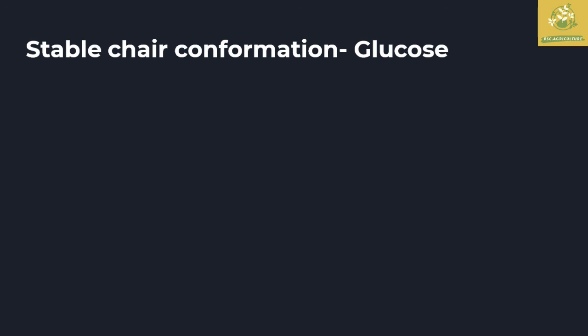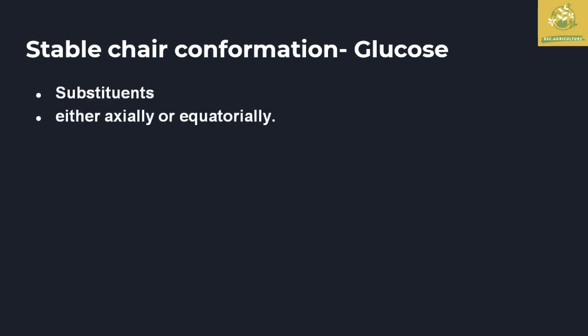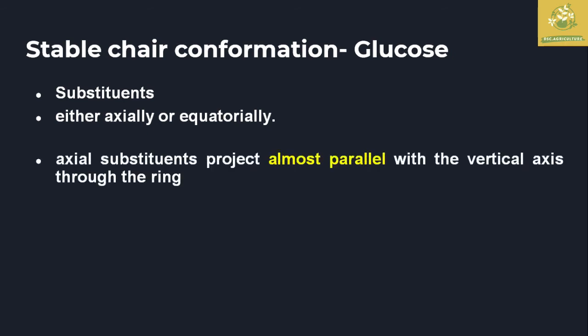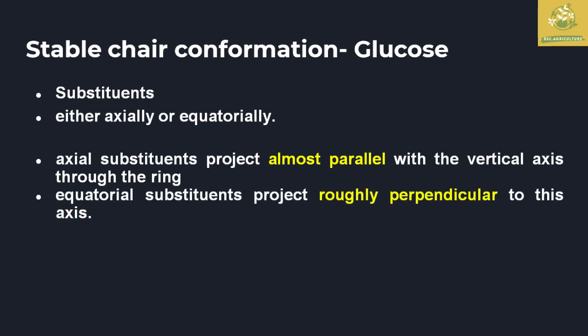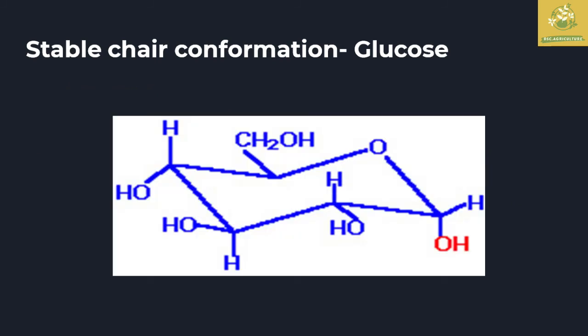So in the stable chair configuration of glucose, most of the substituents are either in axial or equatorial position. The axial substituents are almost parallel to the vertical axis of the ring, and the equatorial substituents project roughly perpendicular to the axis of the ring. So the stable chair configuration of glucose is given in this picture.